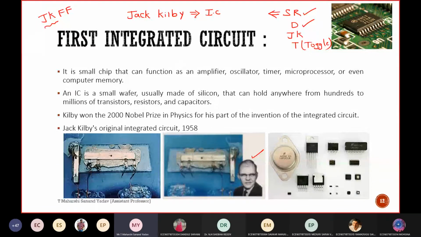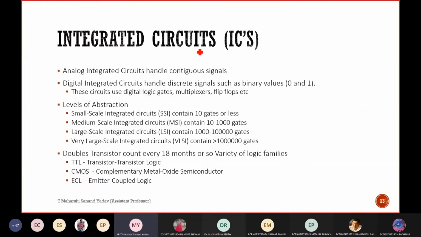Again, next, in integrated circuits, we have seen analog as well as digital. What is the difference between analog and digital, and how will you convert an analog signal into digital?